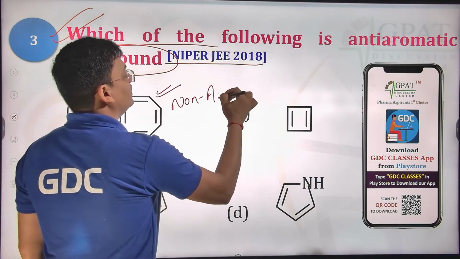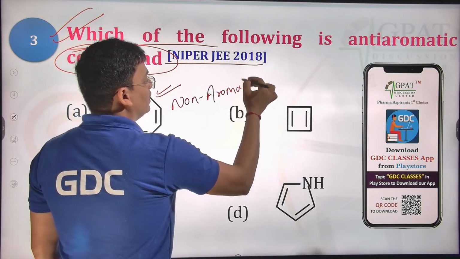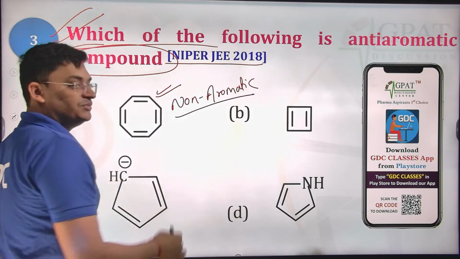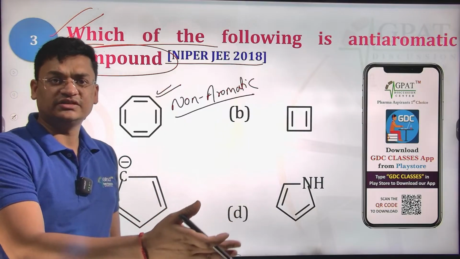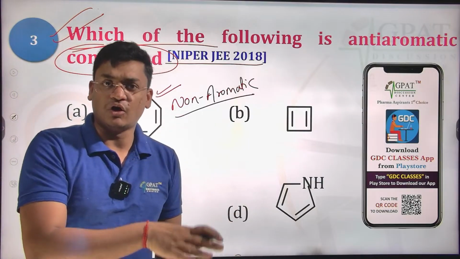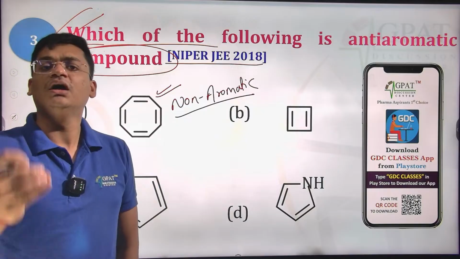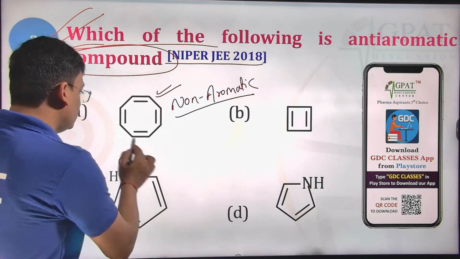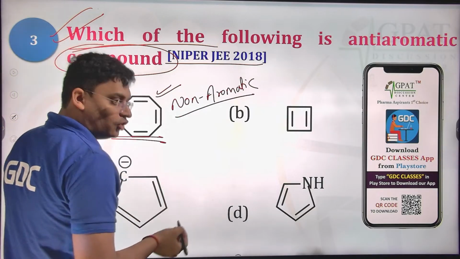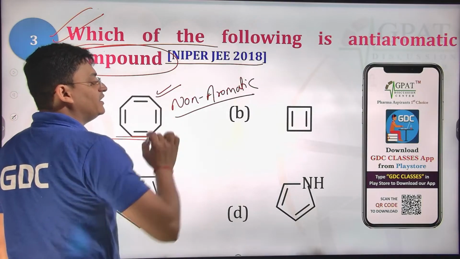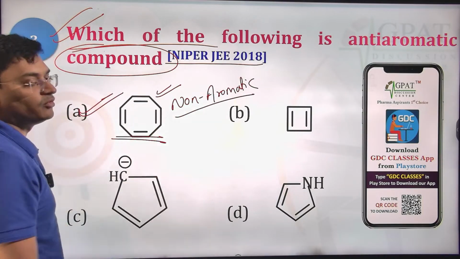Why non-aromatic? It is having 8 pi electrons, and due to 8 pi electrons, it must be having 4n pi electrons in conjugation, that is related to the anti-aromatic compound. According to Huckel, 4n pi electrons is related to the anti-aromatic systems. But in this case, this is having non-planar geometry, and due to non-planar geometry, this structure is a non-aromatic compound.